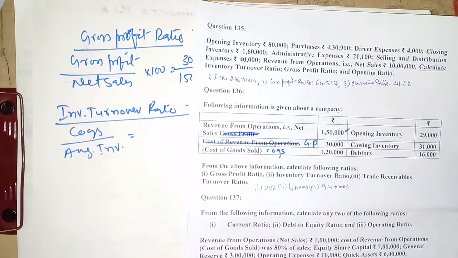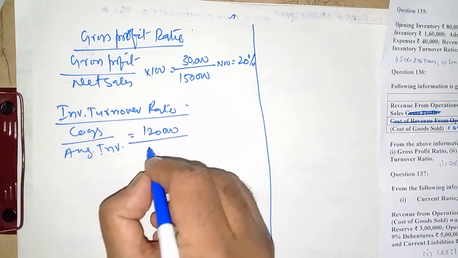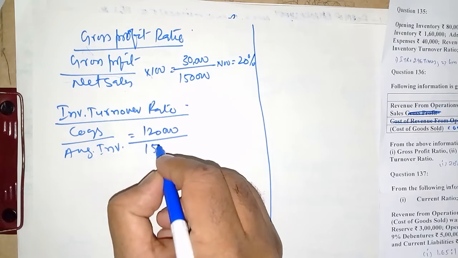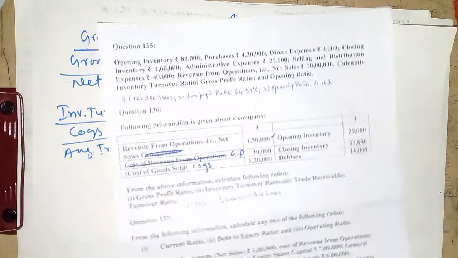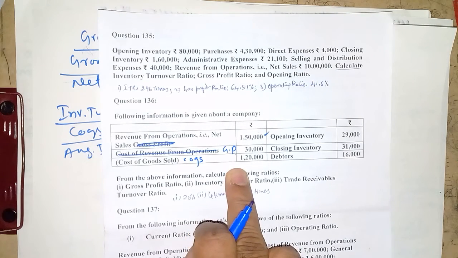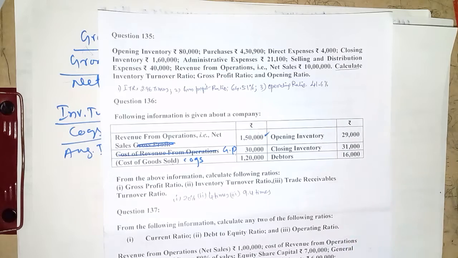1,20,000 is given in the question. Sales is also available. So 1,20,000 divided by 1 lakh. COGS is directly given. Then we need to calculate average inventory. For calculation of average inventory, we have opening inventory and closing inventory.